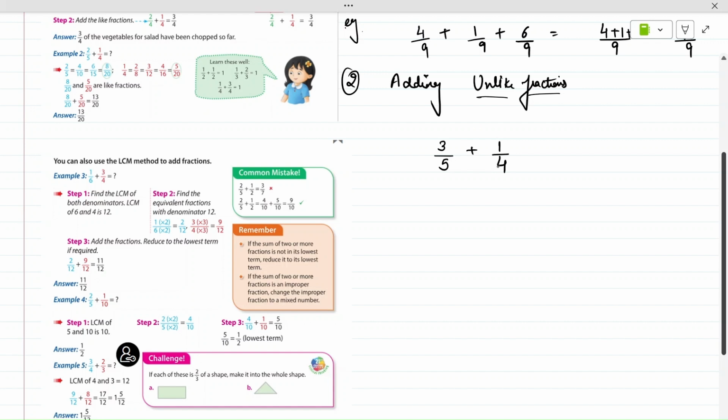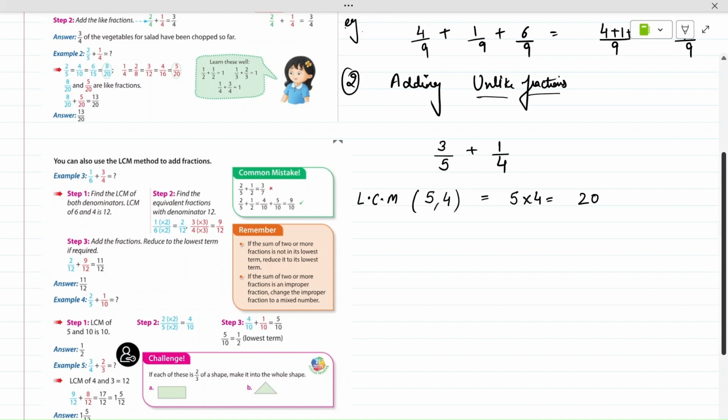Now, how to add such fractions? So kids, for this, first of all, we have to make them like fractions. Before adding them, just make them like fractions and then we can straight away add them. But how to change them to like fractions? This is something which we have learned in our last class, where we have to first take the LCM of the denominators. So here, when we take the LCM of 5 and 4, they do not have any common factor. So their product is their LCM, that is 20. LCM of 5 and 4 is 20.